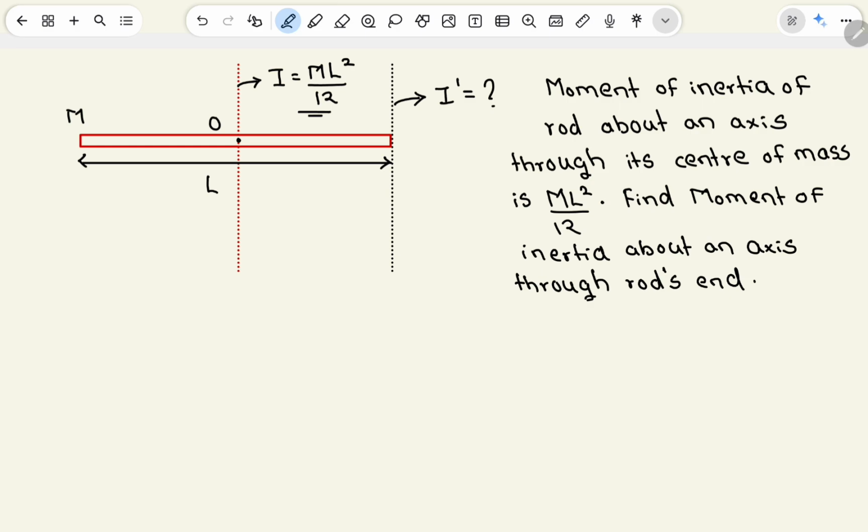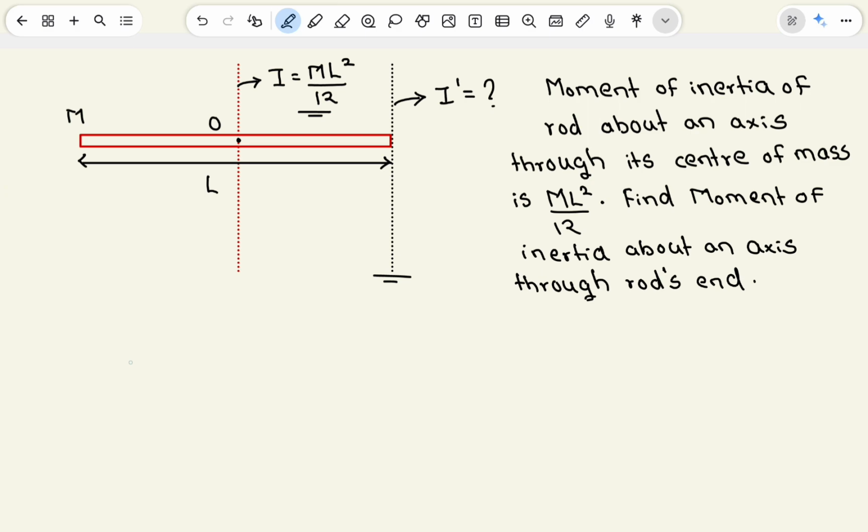What they're asking us to calculate is the moment of inertia about a new axis, the black dotted axis, and this new axis is passing through one end of the rod. So we have been given moment of inertia about an axis passing through the center of mass, and we have been asked to find moment of inertia about a new axis passing through the end of the rod. And these two axes, it has been given that they both are parallel.